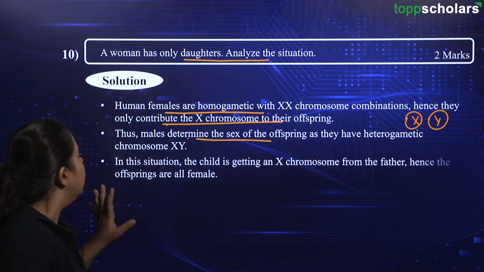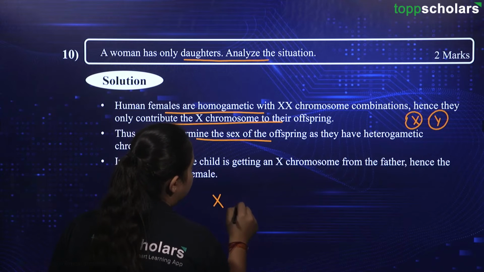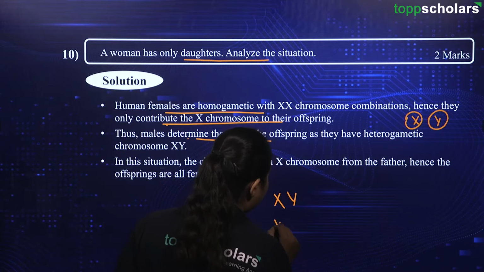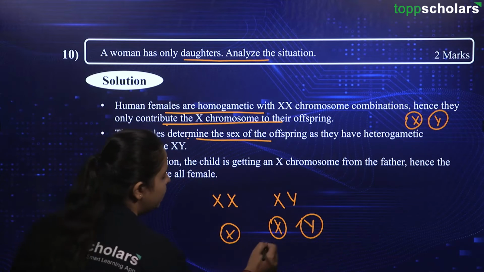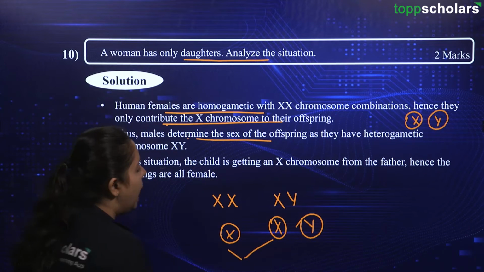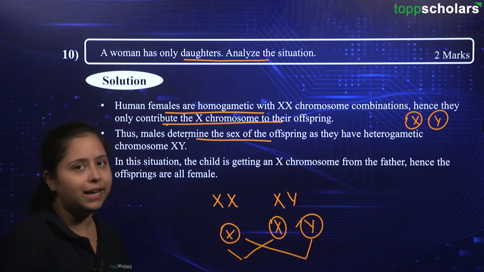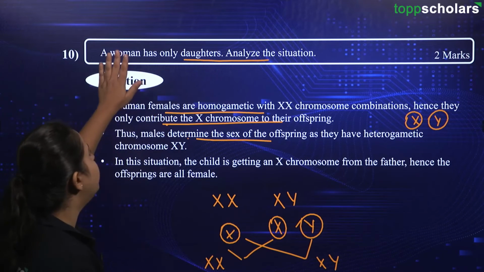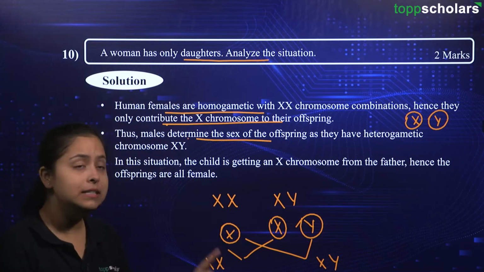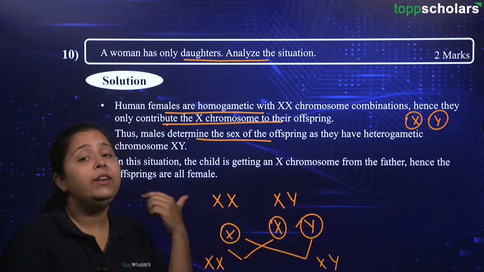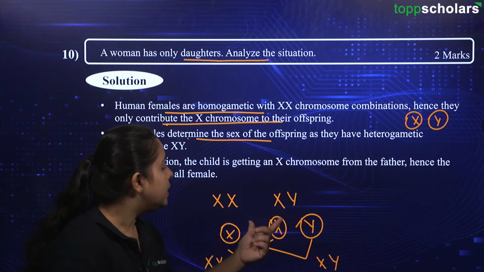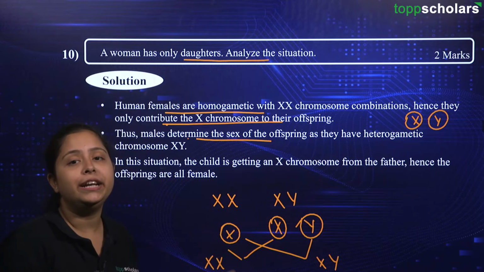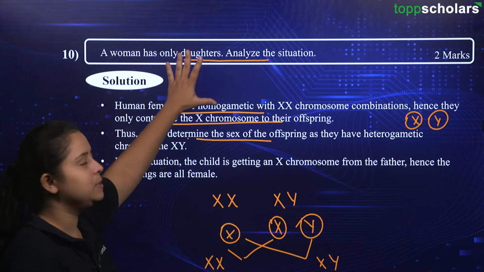So, here, friends, as we have just seen, a mother can only provide the X gamete, and a father can provide two kinds of gametes, X and Y. So, if this and this combine, then we will have the female, and if this and this combine, we will have the male, with combination XY over here and XX over here. The situation was that the woman was only having daughters. That means, in every reproductive event, in every zygote formation, the father has contributed the X chromosome to the progeny. Hence, the offspring are all daughters. They are all genetically females. That is the situation that is being given to us.